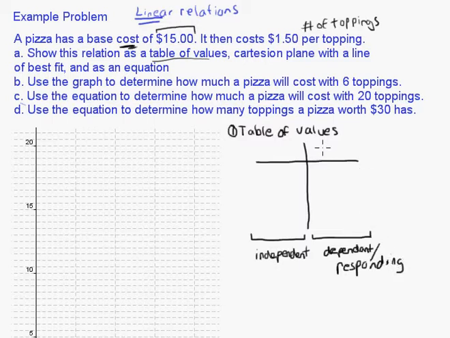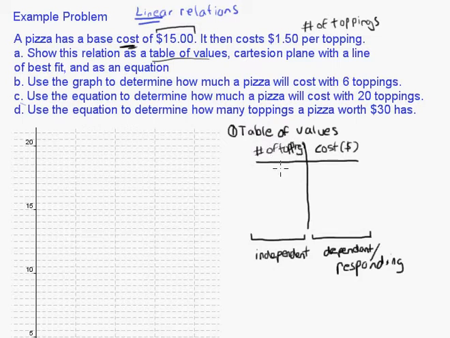So what's changing here? Well, what is changing is the cost. The cost of the pizza is changing in dollars, and that's responding to the number of toppings that are on the pizza. So number of toppings.